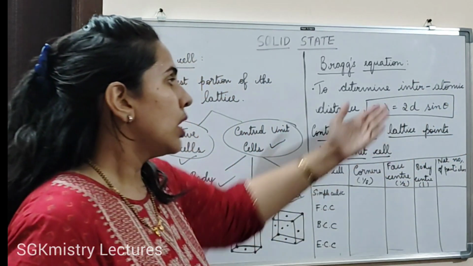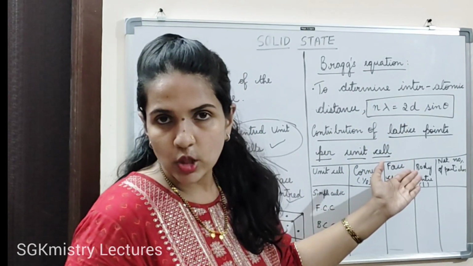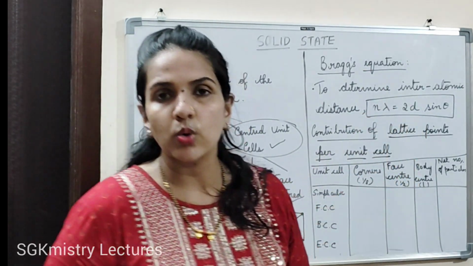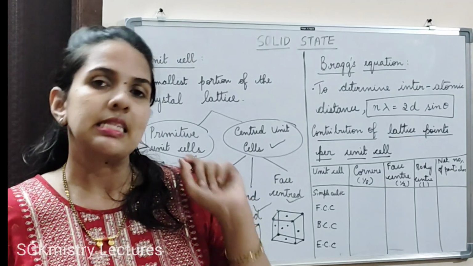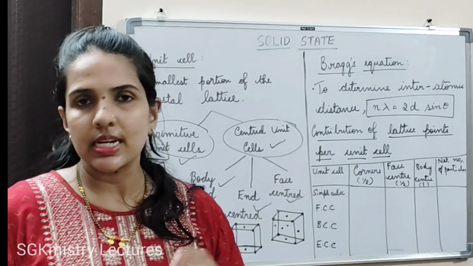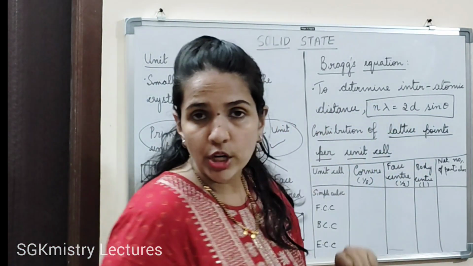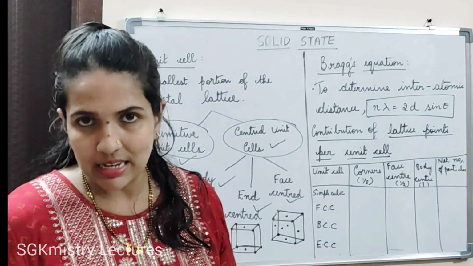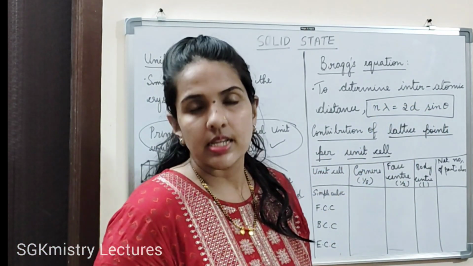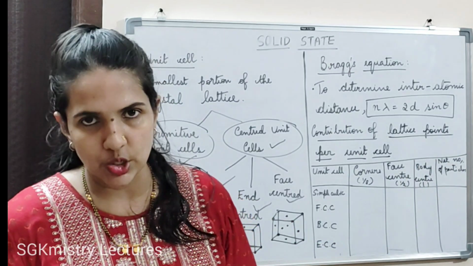Once we know the other terms, that is the order of reflection and the wavelength of the X-rays, you can easily find out the distance d, that is the interparticle distance or the interplanar distance present in the crystal. Here we can see that as the order of reflection increases, theta, the angle of reflection, also increases. They are directly proportional to each other.